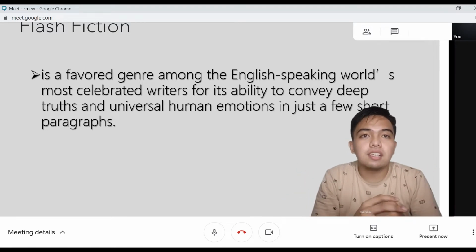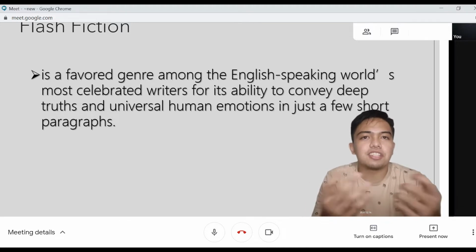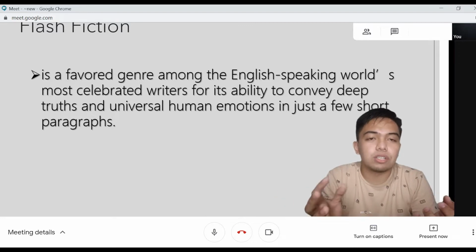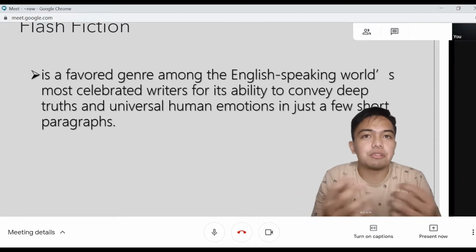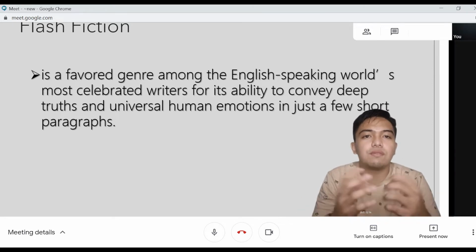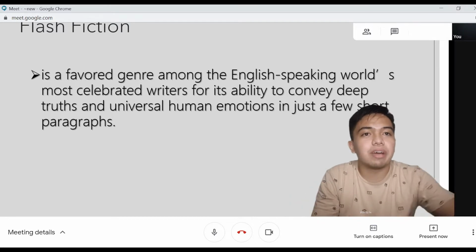Flash fiction is also defined as a very short story. While there is no set word count that separates flash fiction from more traditional short stories, flash fiction stories can be as short as a few words, while short stories typically run for several pages. Flash fiction is also known as sudden fiction, short stories, microfiction, or micro stories.